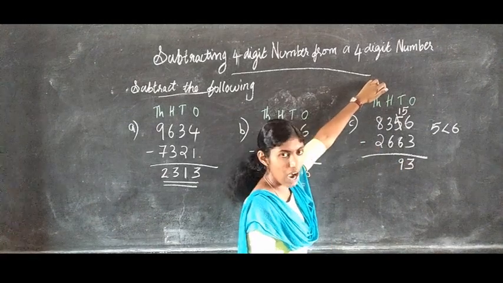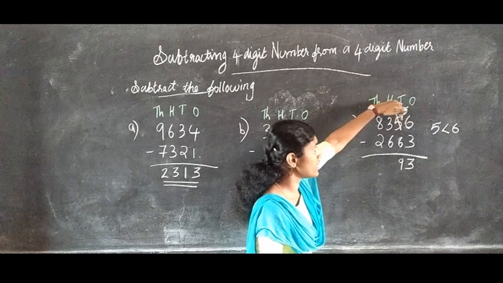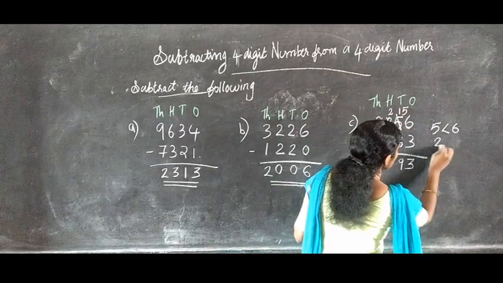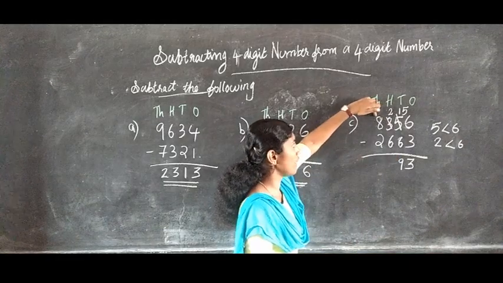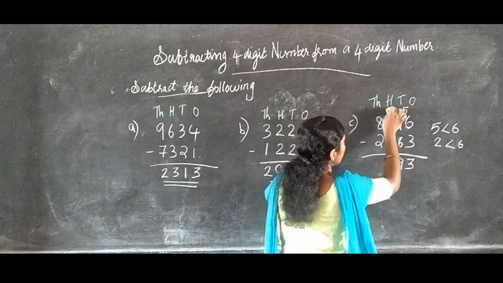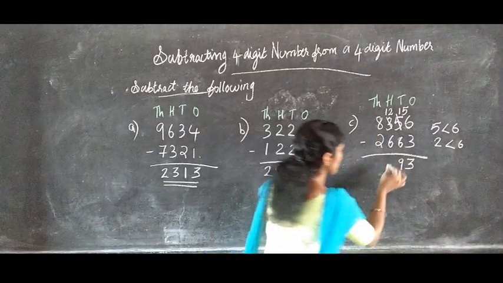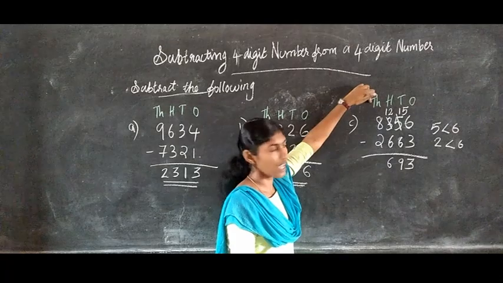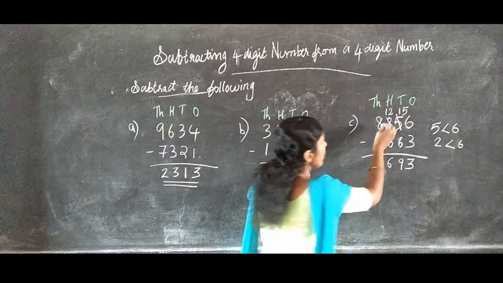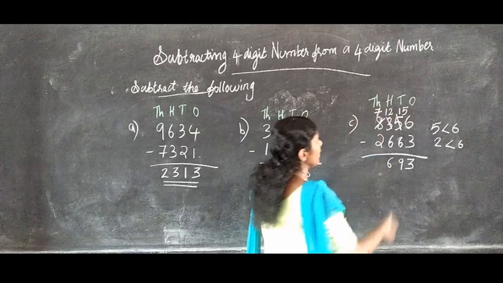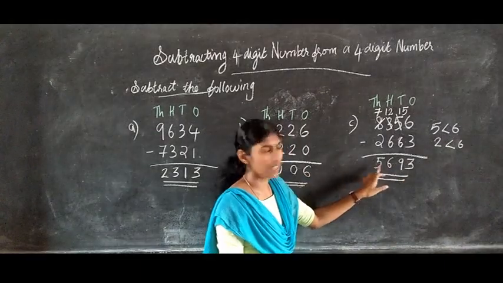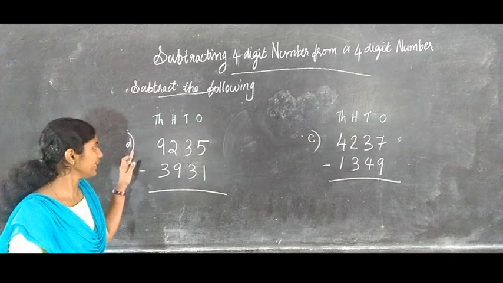Then we have to subtract these hundreds. Here 100 is borrowed by these tens, so only 200 is left. And also 2 is less than 6. So we have to borrow 1000 from the thousands column, and we have to regroup this hundreds column as 12. Then 12 minus 6, we have 6. Then we have to subtract this thousands column. That means here we have already borrowed 1000 from here, so only 7000 is left. That means we have to write here 7. Then 7 minus 2, we have 5. Therefore our answer is 5693.